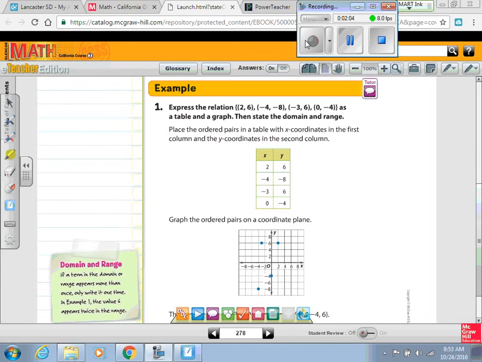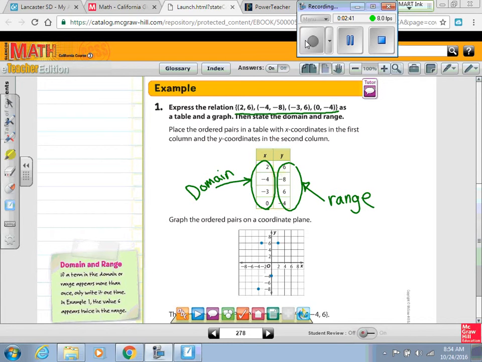In example 1, they talk about relations, and they're expressed in brackets right here. When they ask you to put it in a table and state the domain and range, you're going to put it in a table, and your x coordinates will be your domain, your y coordinates will be your range, and you will list those, and I'll show you in a minute. This is your domain, and these are your range.